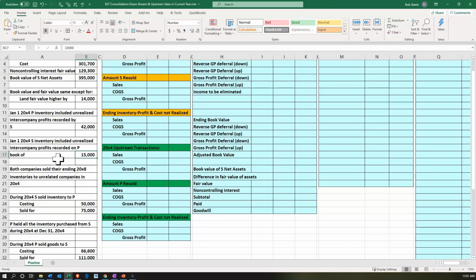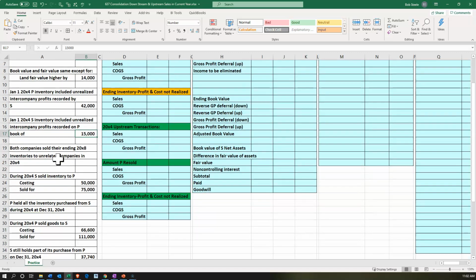In practice, you would think that sales might be going one way and not the other, but they could be going both ways. The subsidiary could be selling to the parent and the parent could be selling to the subsidiary. And so we've got these intercompany transactions. Now we've got inventory at the beginning of the year on S's books that represents gross profit, because it's on the books at a higher amount than was originally paid by P, the parent company that sold it to S. So we'll have to account for that.